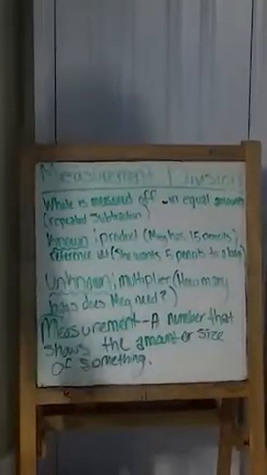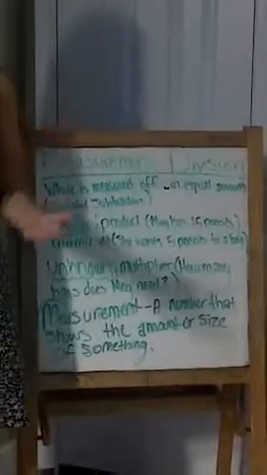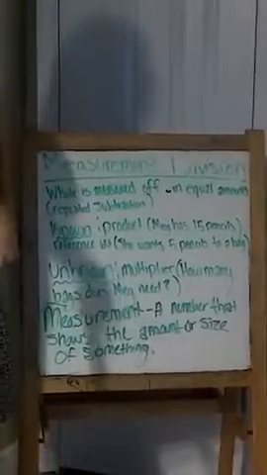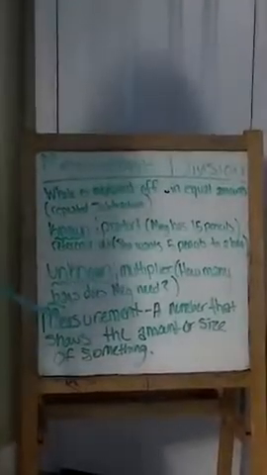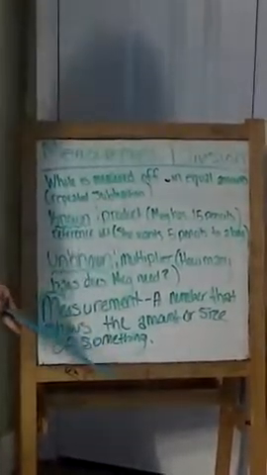So knowing what division is, there are two types of division. There's partition division and measurement division. Since we're learning about measurement division, let's find out what it is. But first, we need to figure out what measurement means. Measurement is a number that shows the amount or size of something.